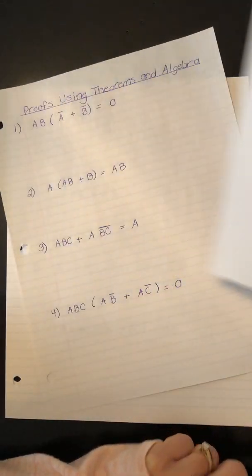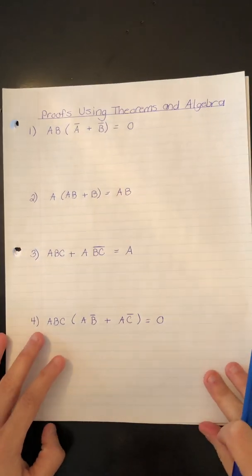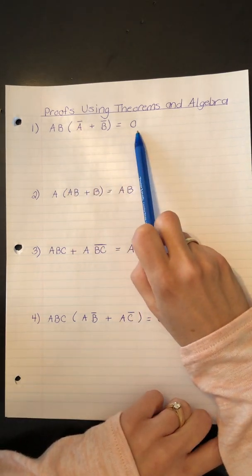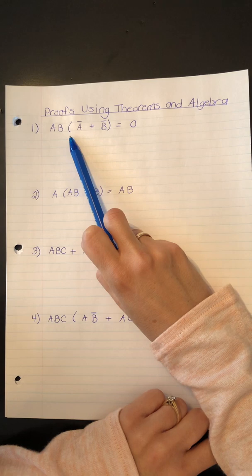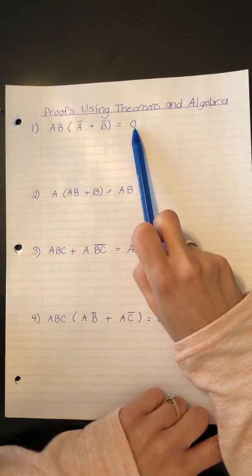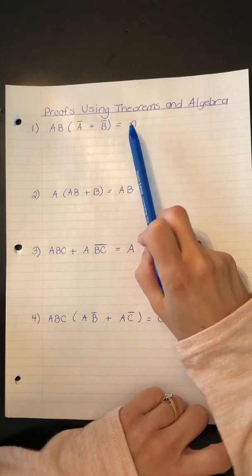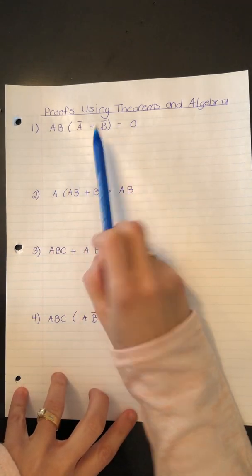Okay, so this is the kind of thing we're going to do. So we have our expression here. We want to prove that the left side is always equal to 0, but we're not going to construct a truth table to do this. We're going to perform algebra on the left-hand side.